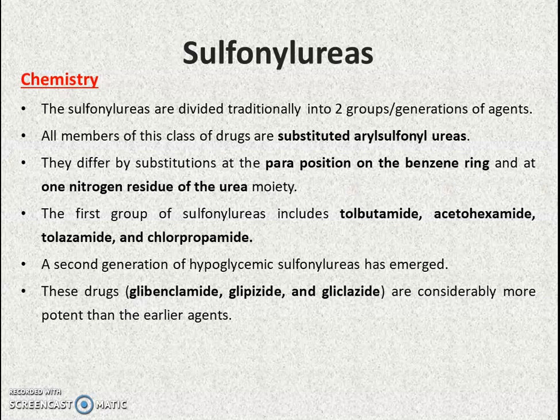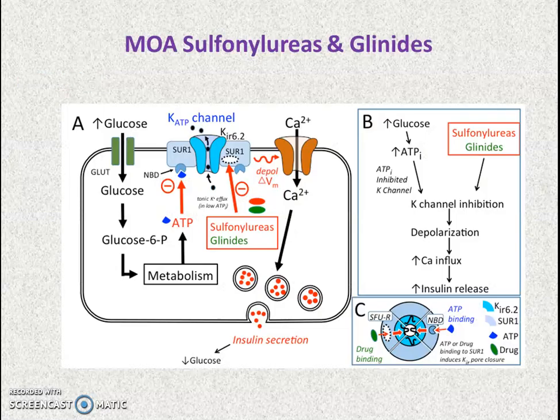Chemistry. These are divided into two groups or two generations, as we say, generation 1 and 2. They have a similar structure, that is substituted aryl sulphonylureas, and they differ in the substitution only at the para position of the benzene group and at one of the nitrogen residues of the urea moiety. The first generation includes drugs like tolbutamide, acetohexamide, tolazamide, chlorpropamide. And the second generation includes drugs like glibenclamide, glipizide, and glimepiride. These are more potent than generation 1.